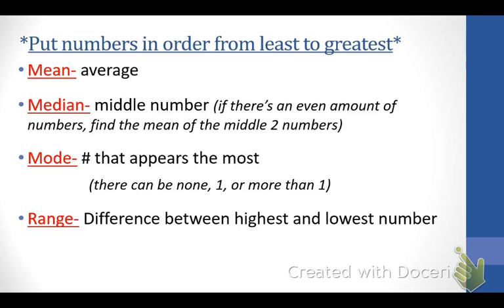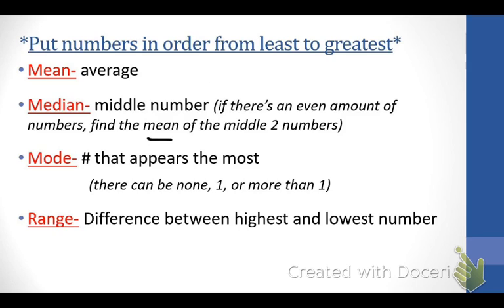The next thing is the median. Guys, read to me what the median is. The middle number, okay? So it's pretty easy to find the middle number. However, it can get a little tricky. Read to me what it says in the parentheses next. If there's an even amount of numbers, find the mean of the middle two numbers. Tell me one more time, what is the mean? It is the average of the middle two numbers.